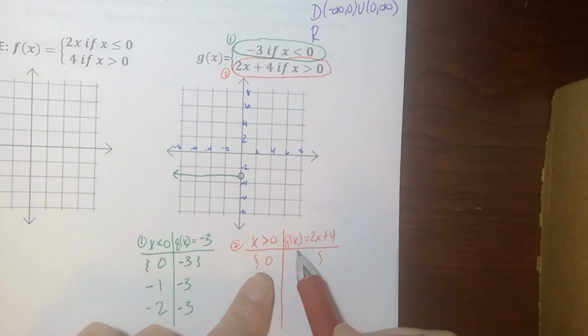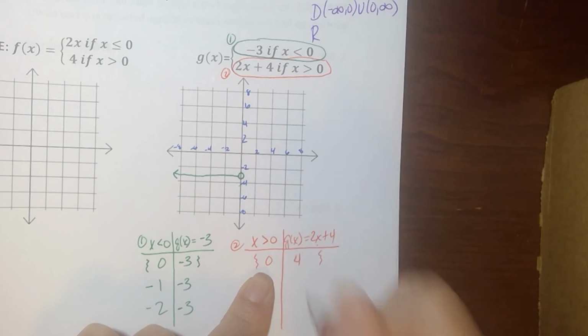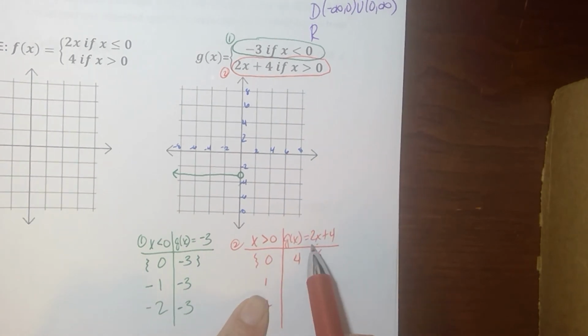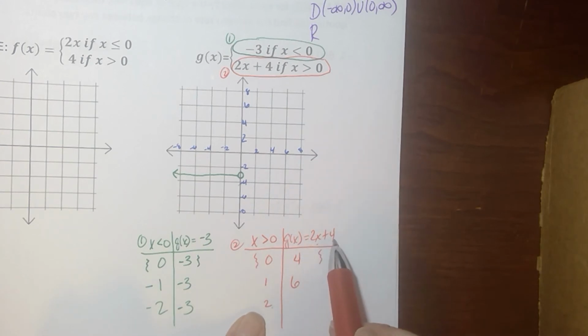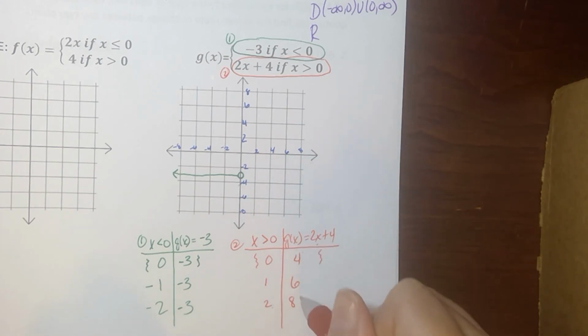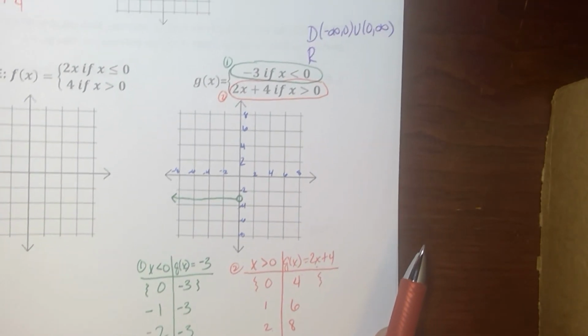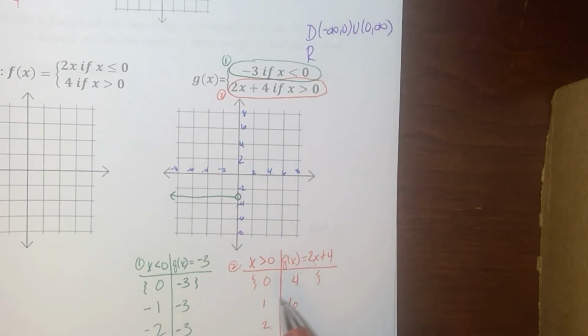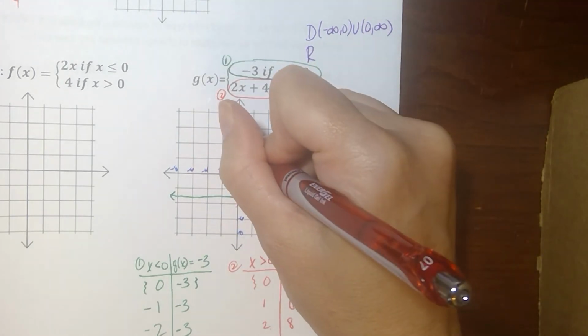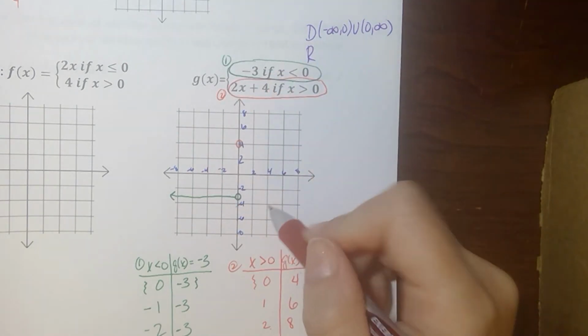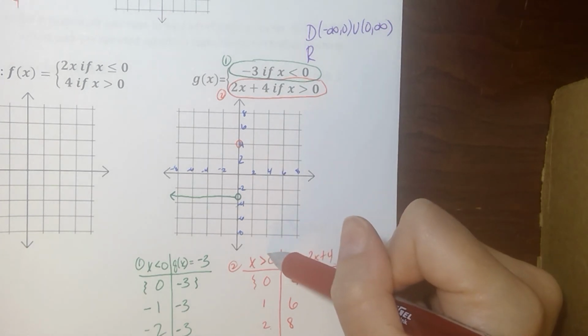So if I plug in 0, I get 2 times 0 is 0 plus 4. If I plug in 1, 2 times 1 is 2 plus 4 is 6. And if I plug in 2, 2 times 2 is 4 plus 4 is 8. And these values are why we counted by 2s, because I knew what my result was going to be. All right, (0, 4) is going to be open. So at (0, 4), I have an open circle because it's not included in this piece.